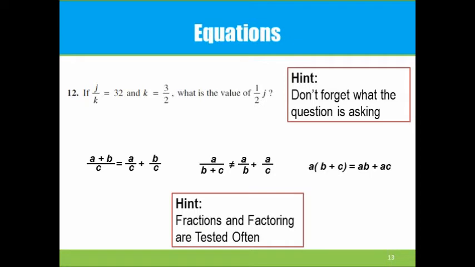Fractions are tested often, so make sure you understand the rules of addition, subtraction, multiplication, and division. And don't forget what the question is asking. It may not ask for the value of j. It's asking for the value of half j. So be careful when you pick your answer in the multiple choice section.